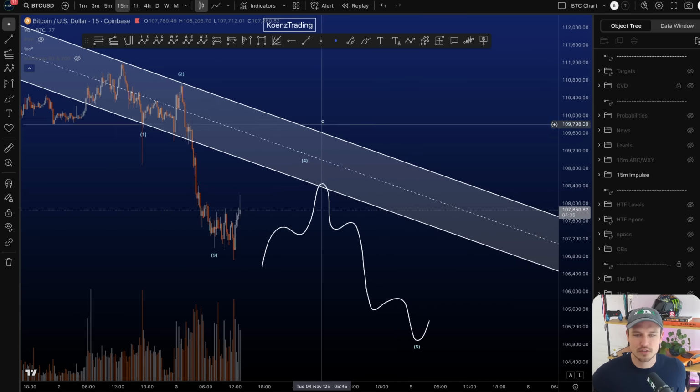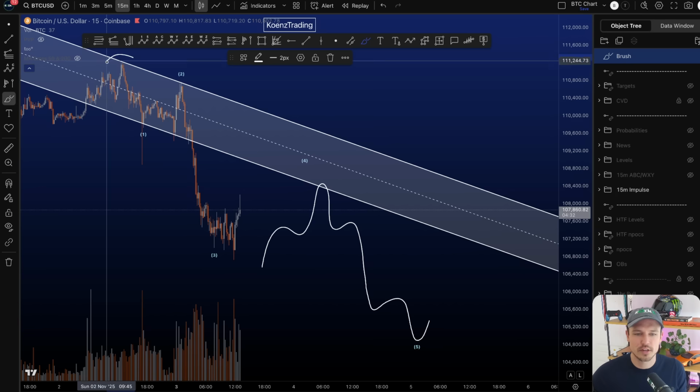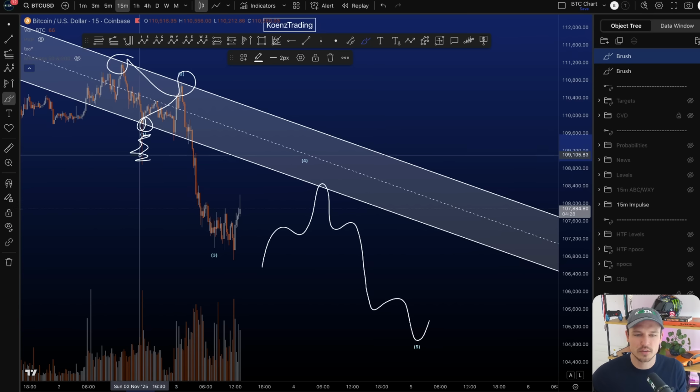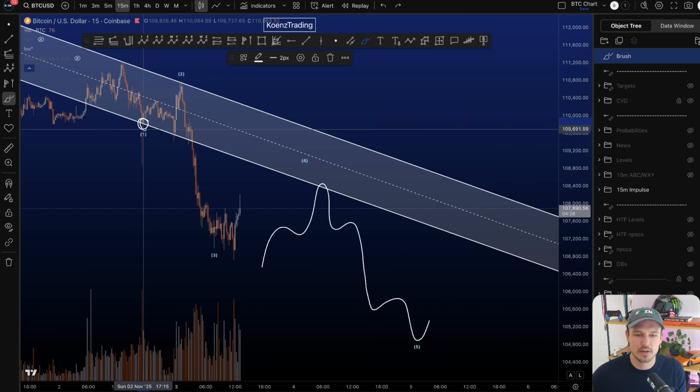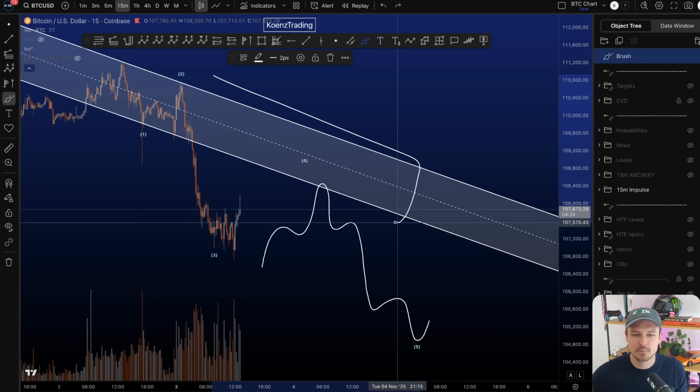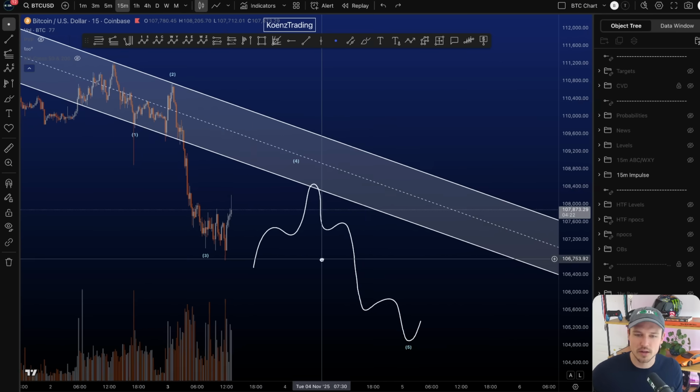You can also see there's a channel on my chart, which is a base channel taken from the start of 1, end of 2 to the end of 1. Don't look at this wick, only visible on Coinbase. For me, wave 1 ended over here. And this base channel is interesting to keep an eye on.